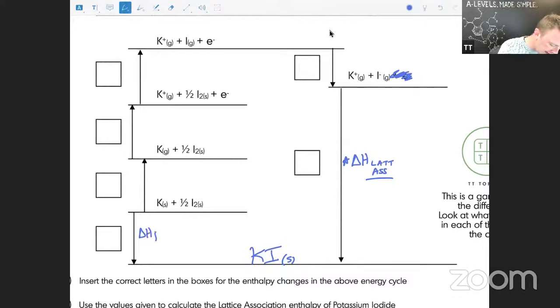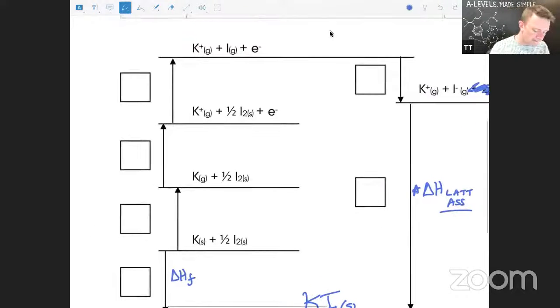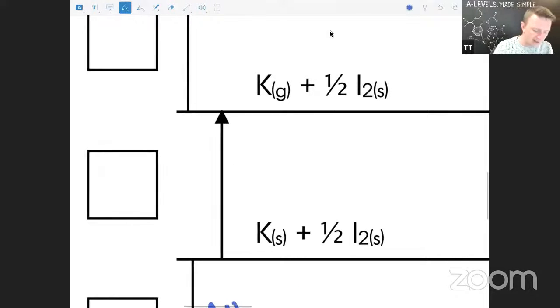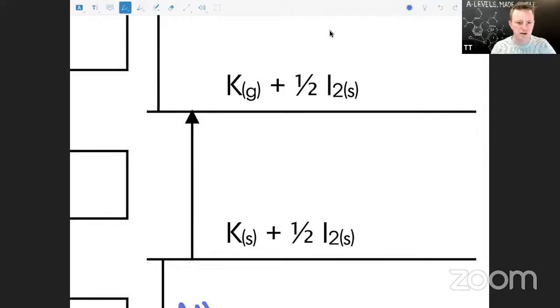This is delta HF, of course, because this is what we're forming from our elements in their standard states. Now when you're asked to, and it's really common to, either write these species in with their states of matter, or at least identify these changes, it comes down to a game of spot the difference. It's literally a game of spot the difference. So if you look at the difference between these two here, what specific enthalpy change are we looking at between these two? Good. So this is the delta H atomization for potassium.